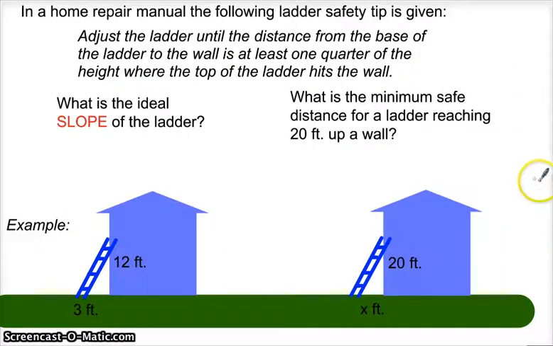Again, slope is really just a rate of change. So we can use it as a ratio, and therefore we can also use it in proportion. These are instructions for an old manual of how to put a ladder properly against a house so you don't fall backwards or slide forward. So what we want to know is, what is the ideal slope of the ladder?